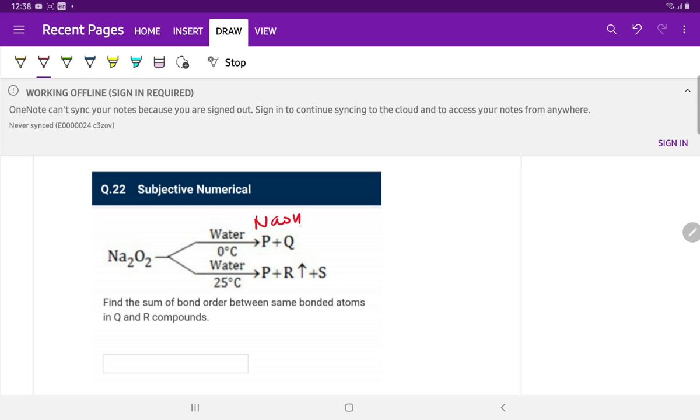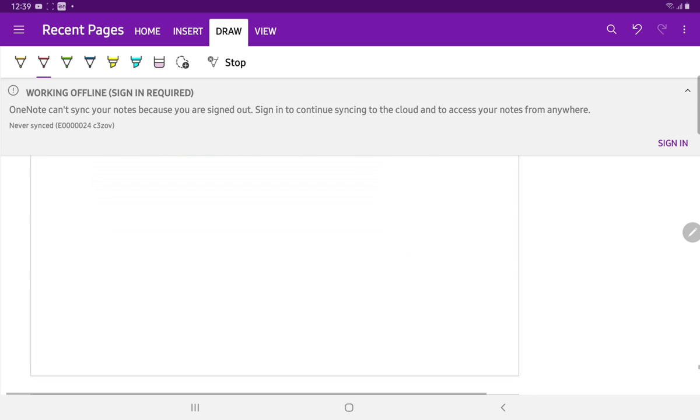forming NaOH and H2O2, and at 25 degrees Celsius NaOH plus O2 plus H2O. The sum of the bond orders between the same atoms: in Q and R there is 1, and the bond order in O2 is 2. So 2 plus 1 is equal to 3.